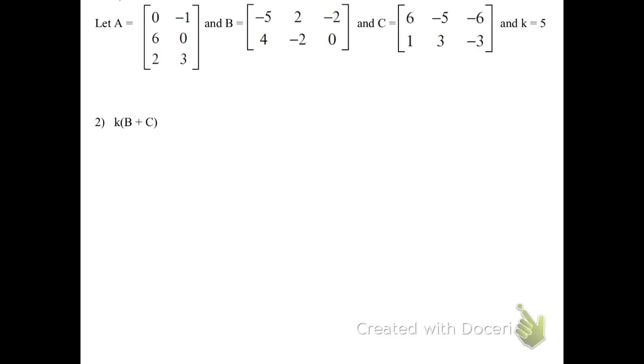Make sure you add the corresponding entries. So -5 plus 6, 2 plus -5, and so on and so forth, right? So let's do that part first. So this is going to be B plus C. Oh, that's pretty bad. So B plus C is going to equal, okay, add these up.